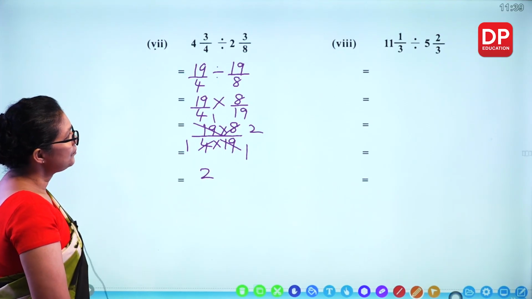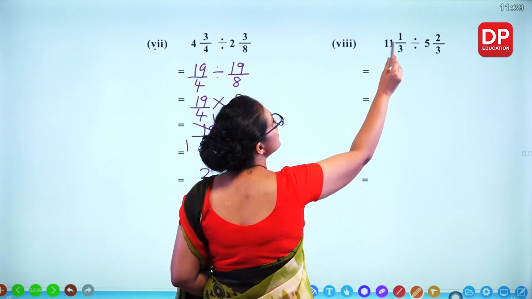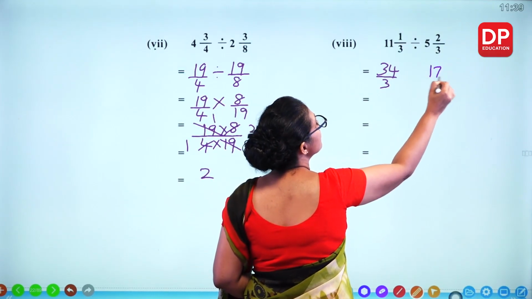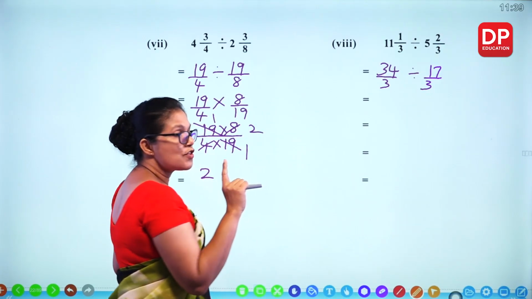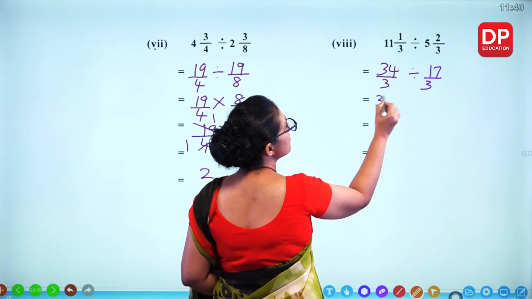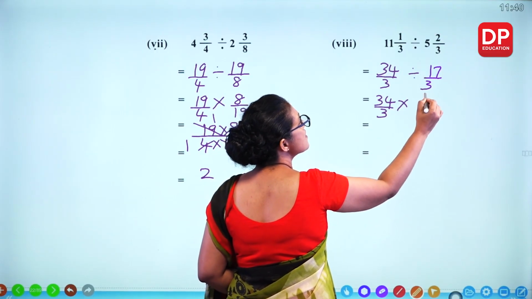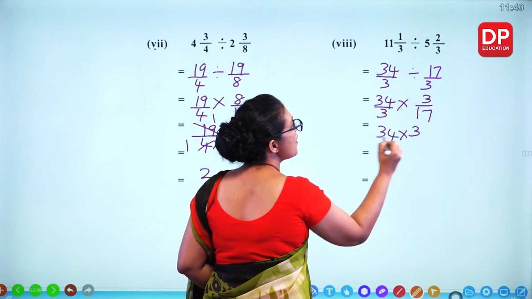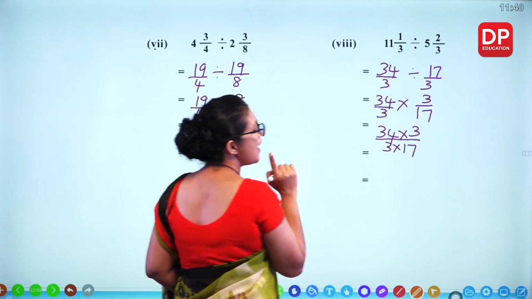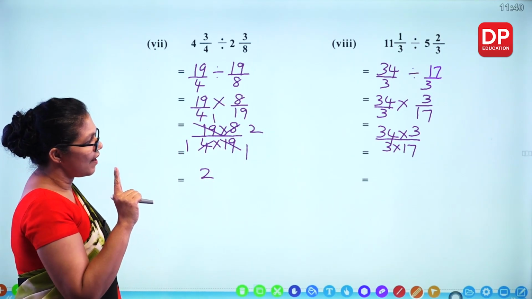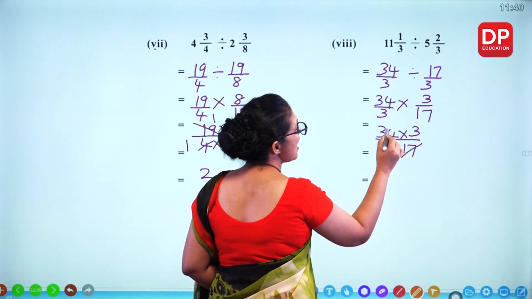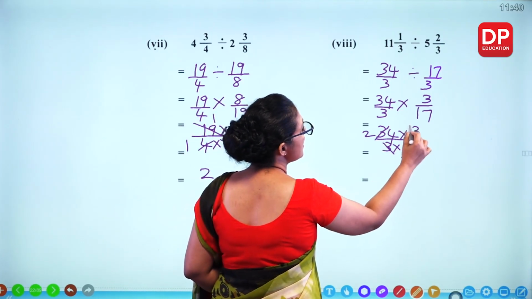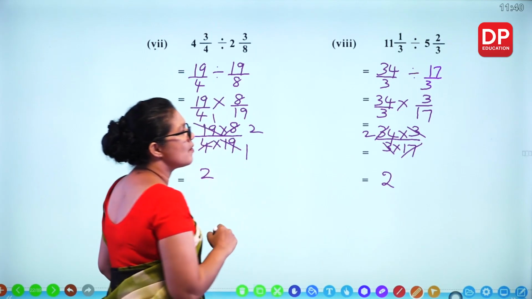This one, 33 plus 1, 34. 15 plus 2, 17. This division, convert to multiplication. Take its reciprocal. Multiply the numerators separately, denominators separately, and check whether you can simplify. 17 times 2, 34. 3 and 3 get cancelled out, so you get only 2.